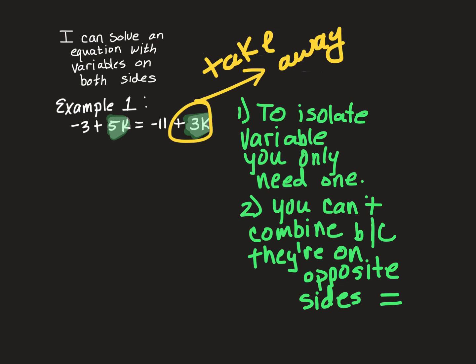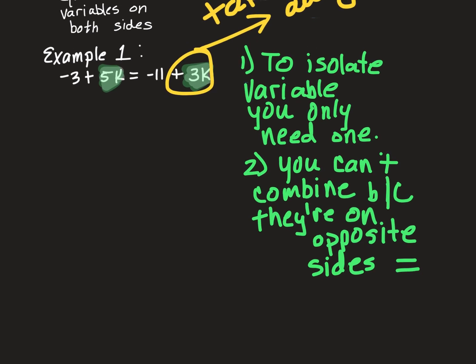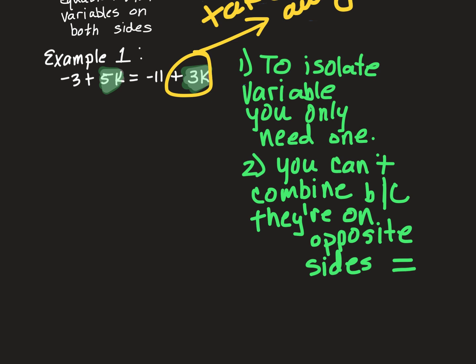To me, it makes more sense to take away the smaller one because I feel like it's easier to take away 3Ks than it is to take 5Ks away. So that's why it technically doesn't matter which one you choose, but I'm going to go ahead and take away the 3K. So in order to isolate the variable, you need only one. We can't combine these because they're on opposite sides.